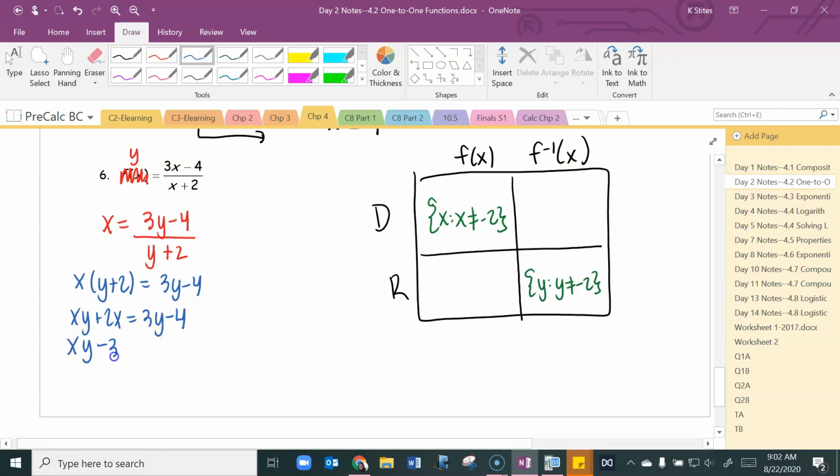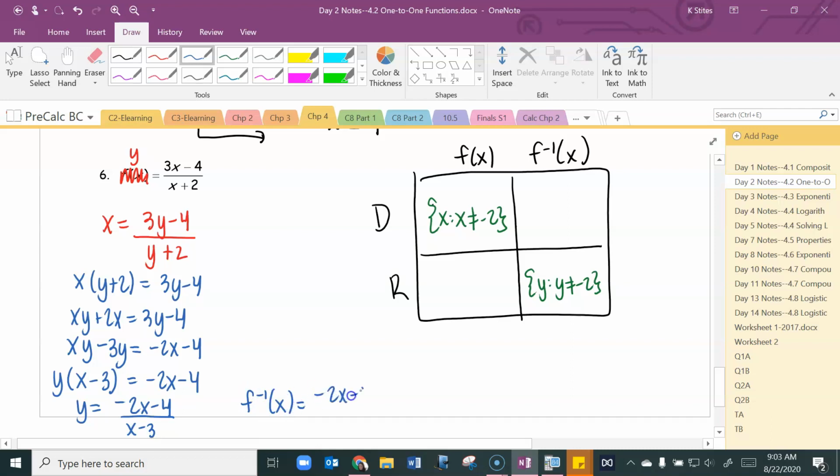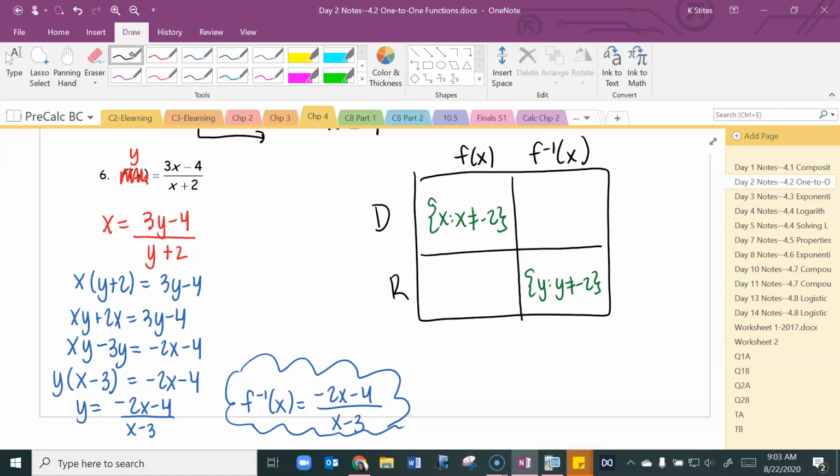All right, so I'm just going to move some things around. I'm going to bring my 3y over, make sure you subtract it. I'm going to subtract my 2x. And now we can see, since our y's are together, we can factor a y out. And then the final step is to go ahead and divide by that x minus 3. All right, and then don't forget to rewrite this as f inverse. That's something people forget a lot. Okay, so here is my inverse.